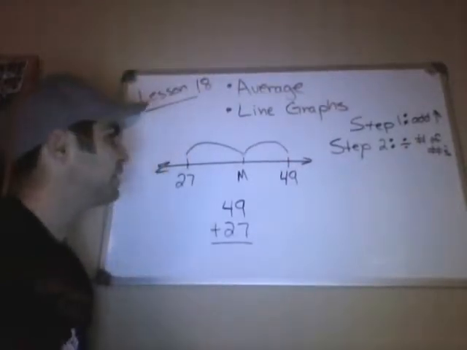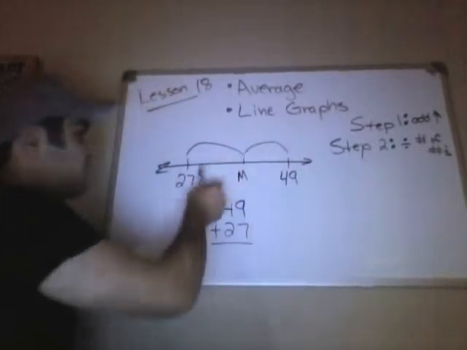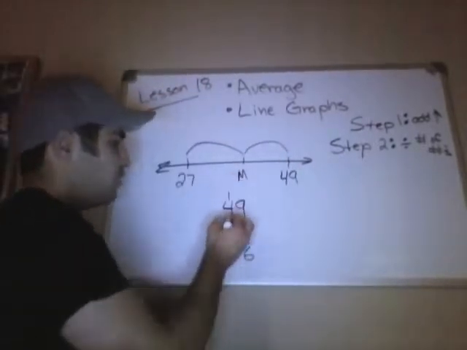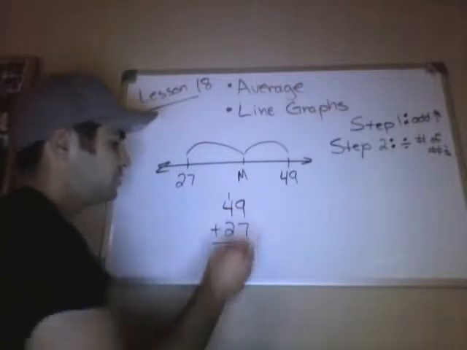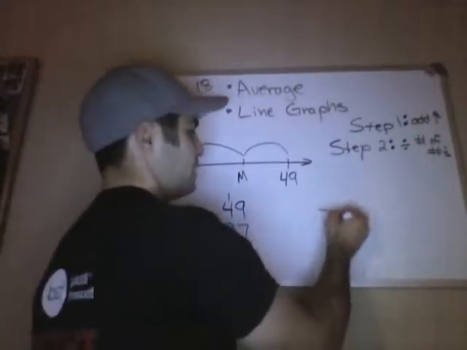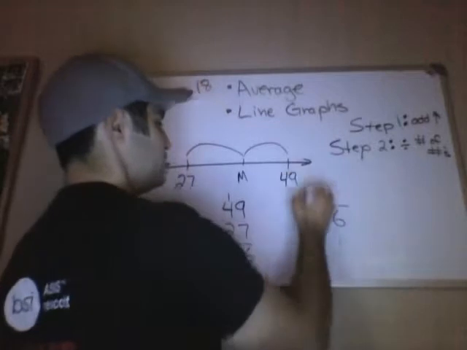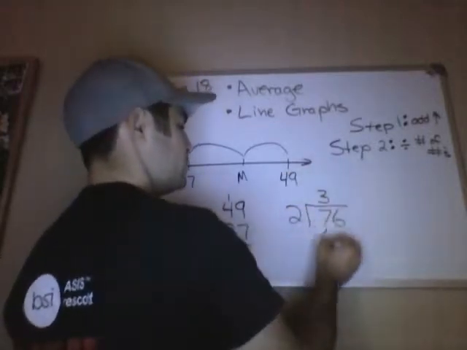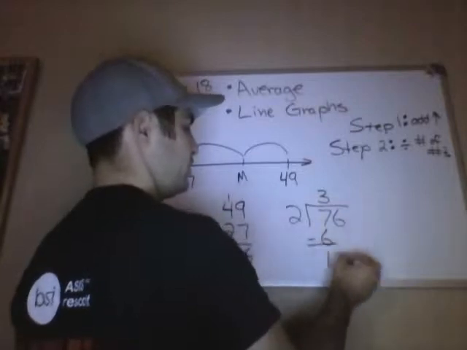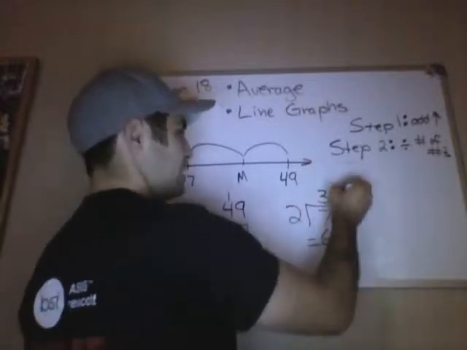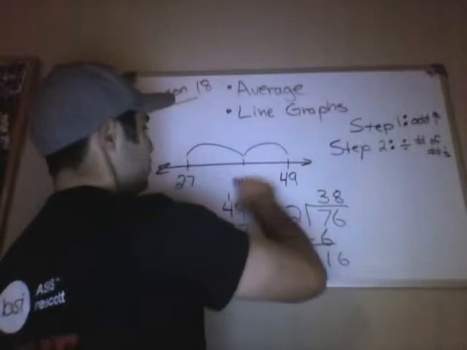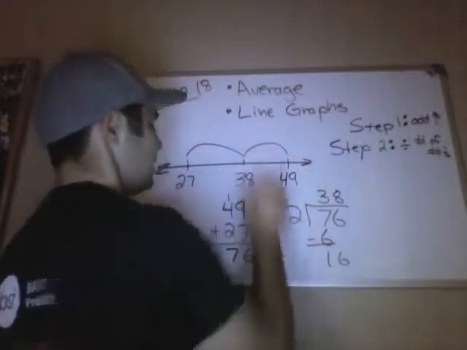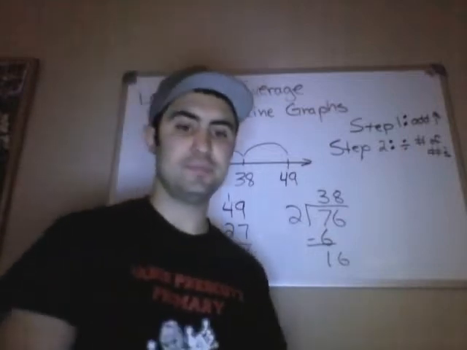Let's go ahead and find the answer. Step 1 is add up 49 plus 27. 9 plus 7 is 16. Carry your 1. 4 plus 1, 5, 6, 7. So that'll be 76. We're going to take 76 and we're going to divide it by 2. 2 will go into 7 3 times. 3 times 2 is 6. Subtract. You're going to get 1. 2 will go into 16 8 times. So your midway point in between 27 and 49 is going to be 38. And that is also your average.